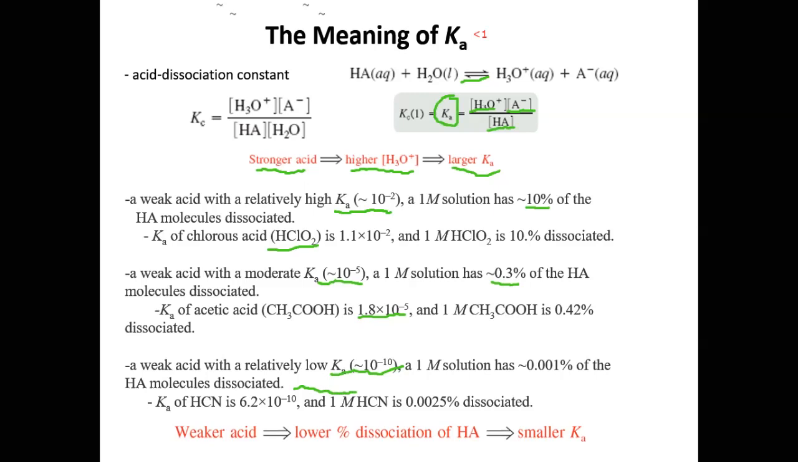So Ka tells us the strength of a weak acid. We know how much is going to dissociate. So again, the more hydronium ions form from the dissociation, the stronger the weak acid is.